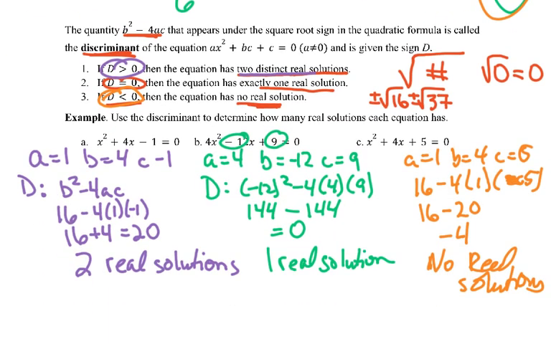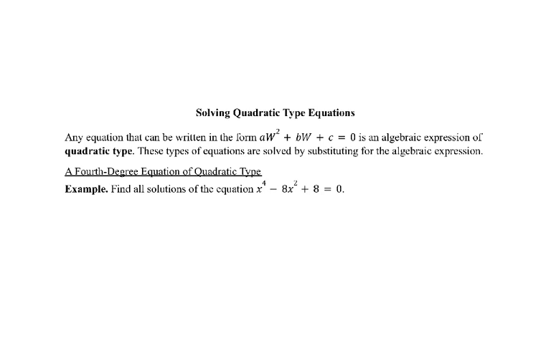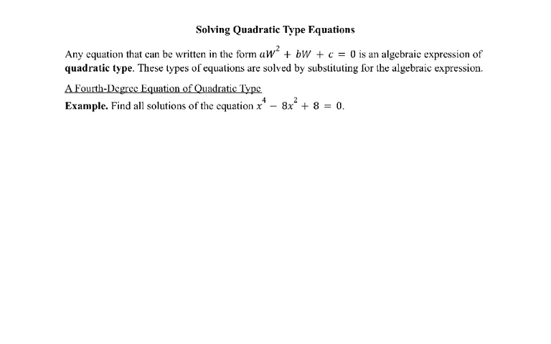And let's do one more thing and look at a problem that can be written in a quadratic form. You've seen these before. Remember when I was changing it to p squared and p. This example is using w's. So here we have x to the 4th minus 8x squared plus 8. It kind of looks like a quadratic, except that we've got 4 and 2.